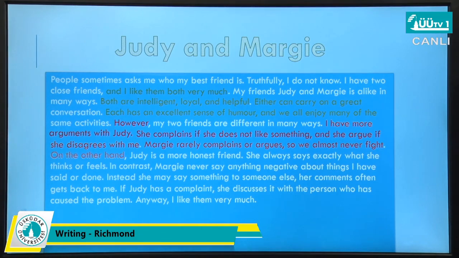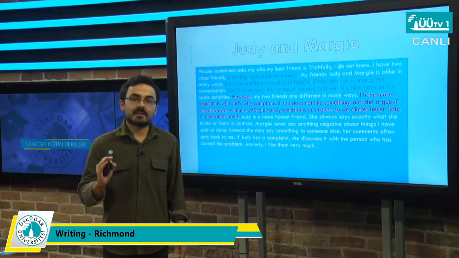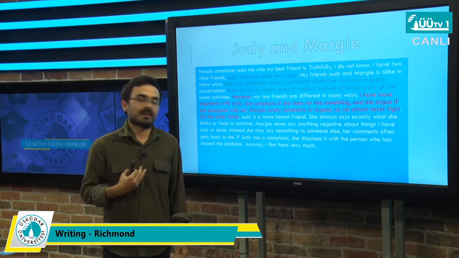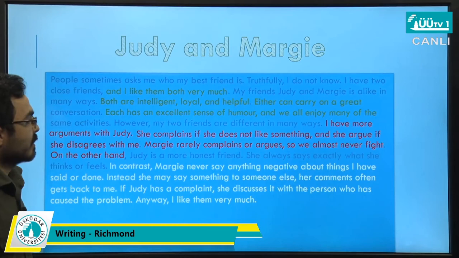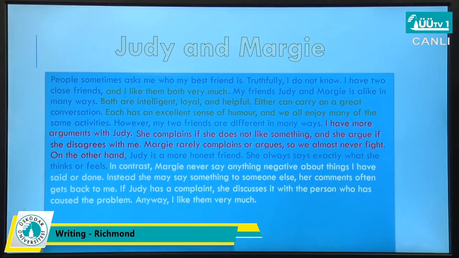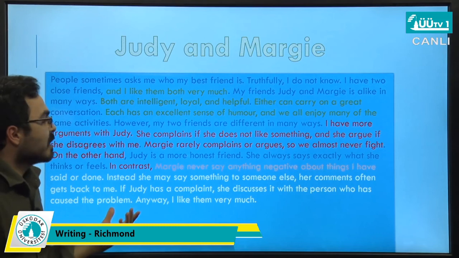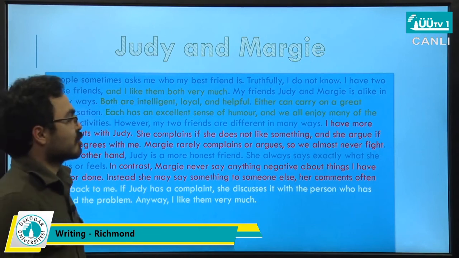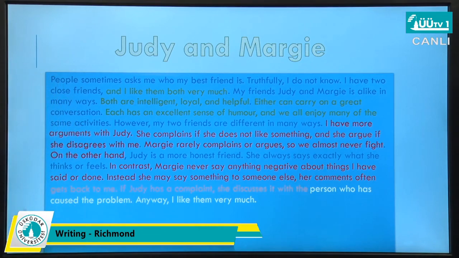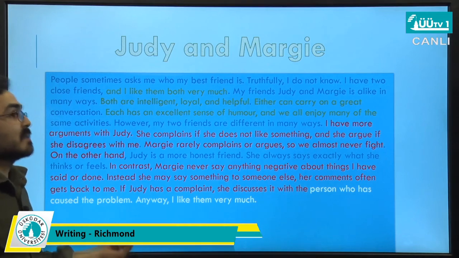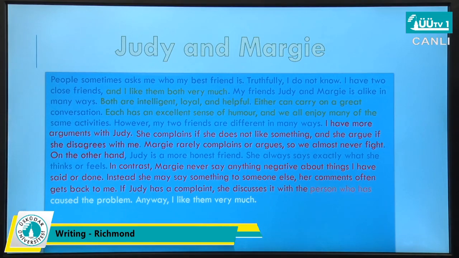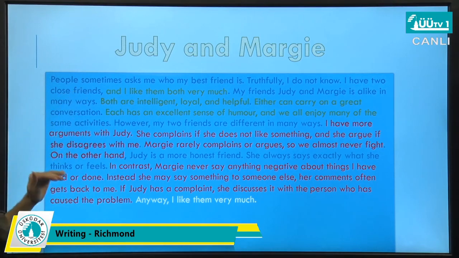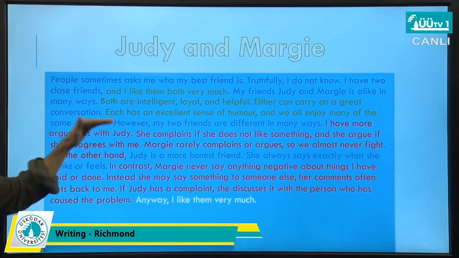On the other hand, which is a very strong signifier for a coming adversary point, for a coming different point here, okay? Judy is a more honest friend. She always says exactly what she thinks or feels. In contrast, Margie never says anything negative about things I have said or done. Instead, she may say something to someone else. Her comment often gets back to me. If Judy has a complaint, she discusses it with the person who has caused the problem. Okay? So, these are two different friends, and they have both similarities and differences here.